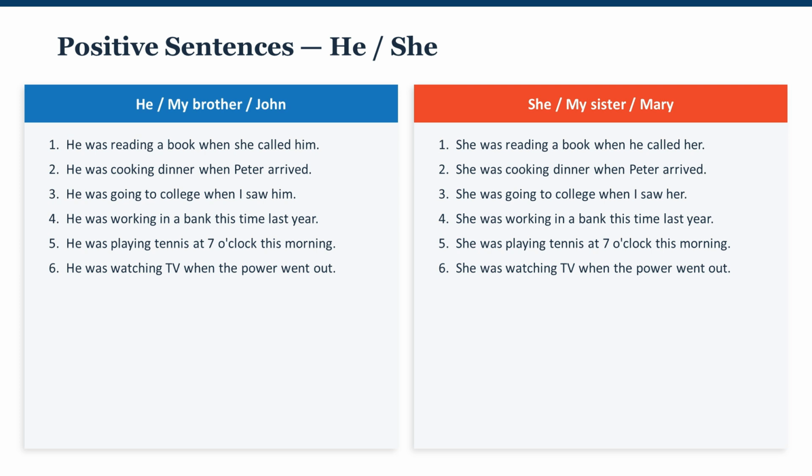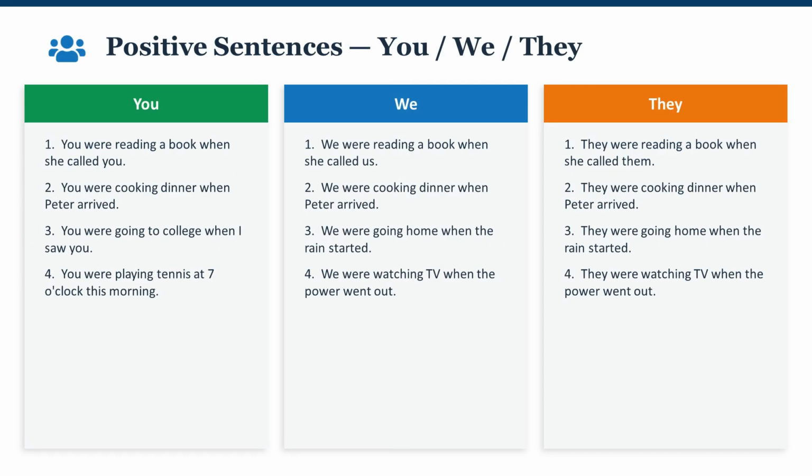Notice that with he and she, we always use was, not were. The verb form stays the same, only the pronoun and object change. Now let us look at sentences with you, we, and they. Remember, with all of these subjects, we use were, not was.